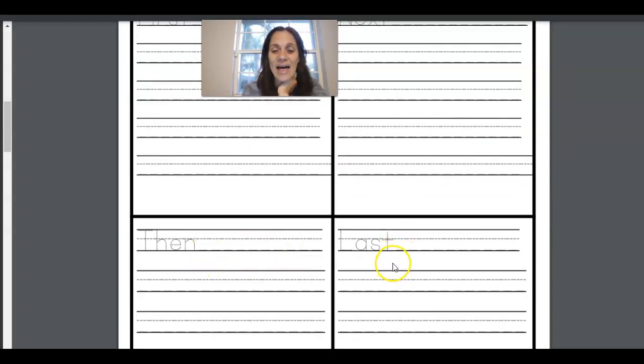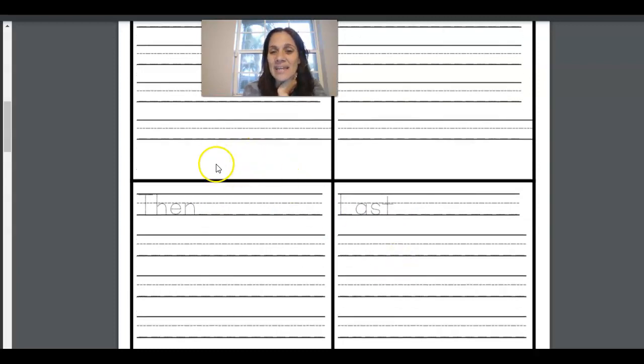Then, and last. You can have a little bit of space at the bottom to draw a small picture about your story, about your sentence that you wrote right there. You can do that in marker because it doesn't matter if it bleeds through as long as it matches your sentence. You can do it with crayon, you can do it with colored pencils, but we always write with a pencil.